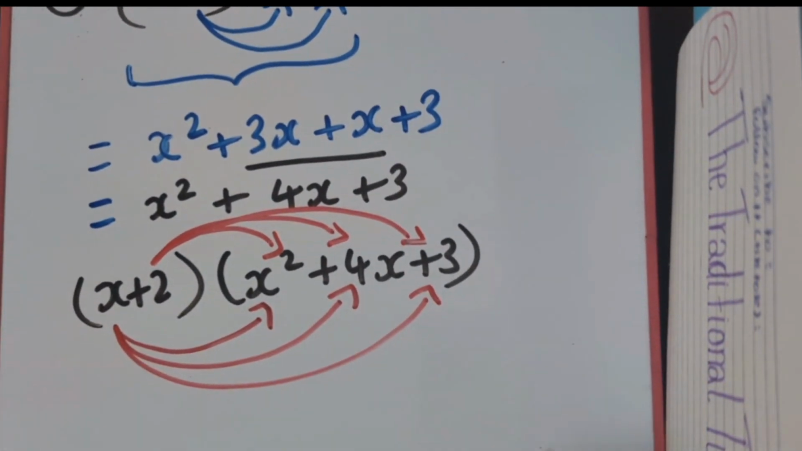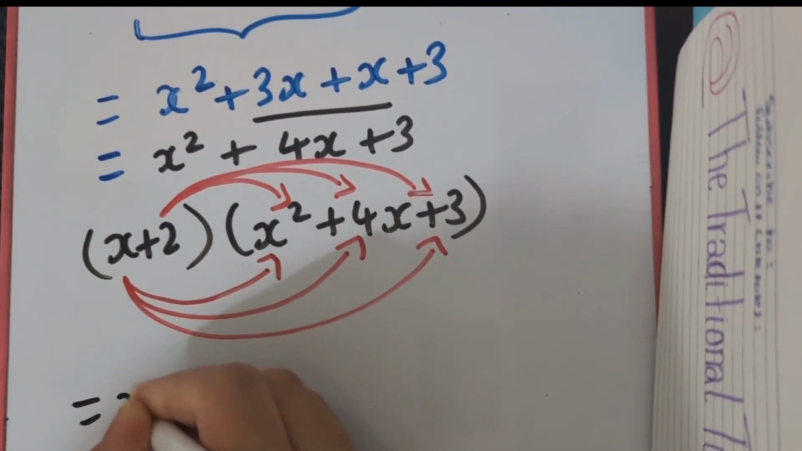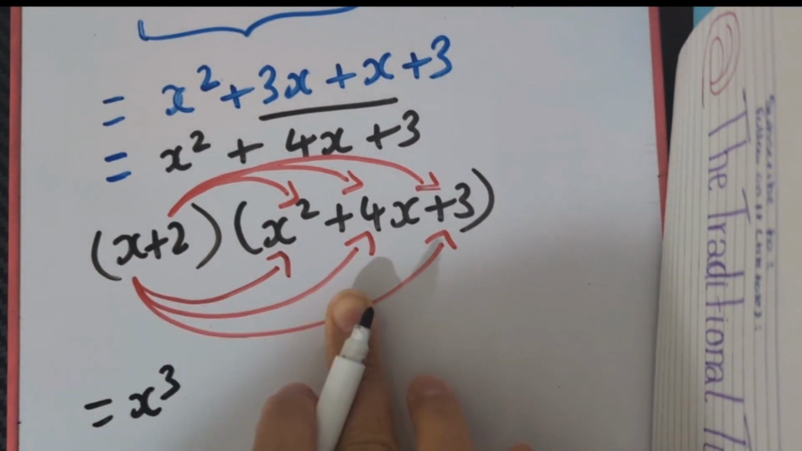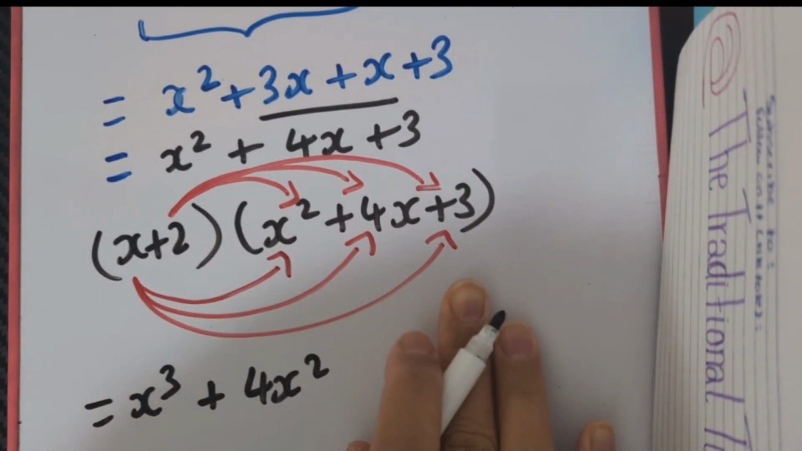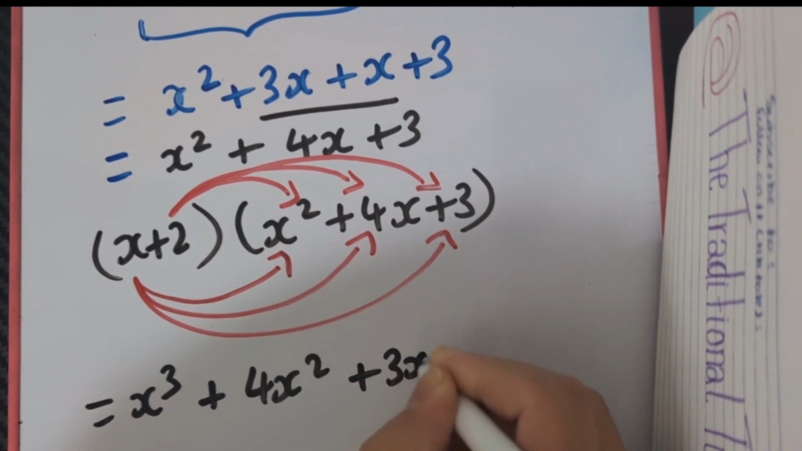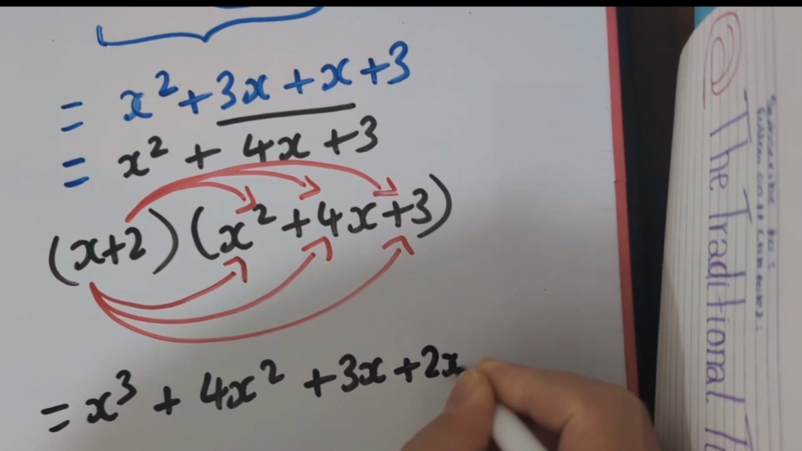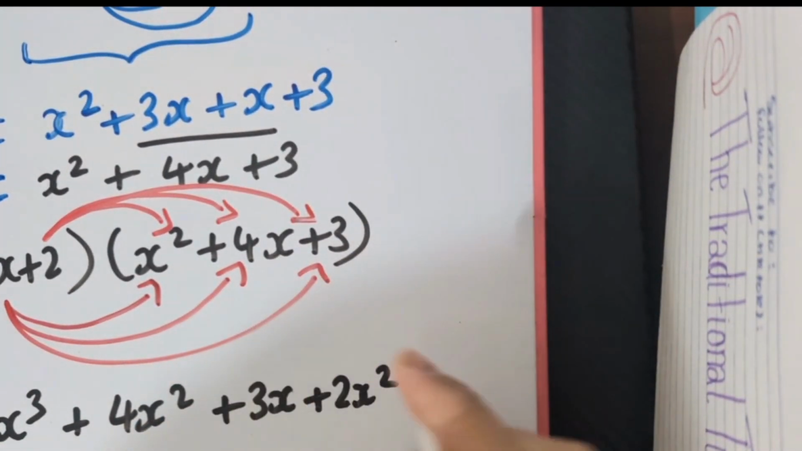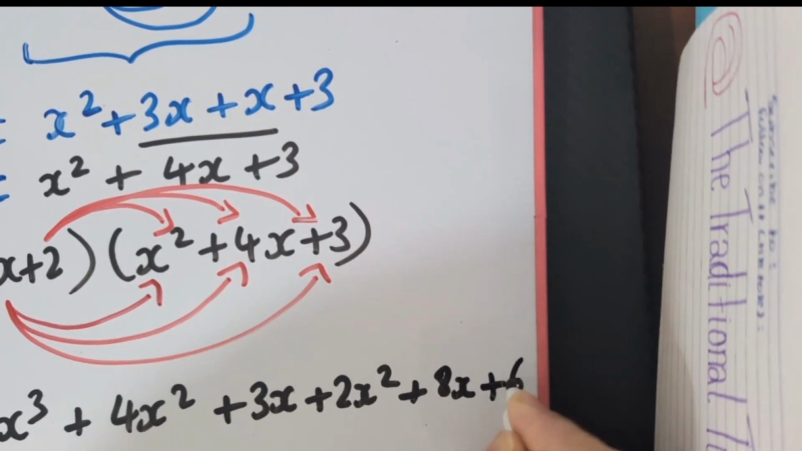Now I'm going to finally multiply this out. x times x squared gives me x cubed. x times 4x gives me 4x squared. x times plus 3 gives me plus 3x. 2 times x squared gives me plus 2x squared. 2 times positive 4x gives me plus 8x. And lastly, 2 times 3 gives me plus 6.